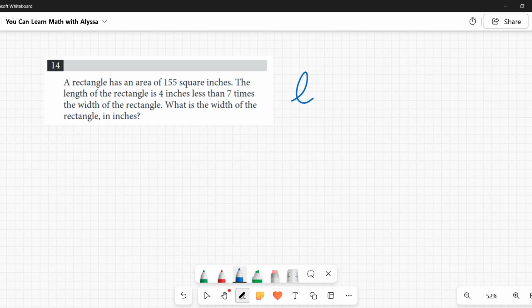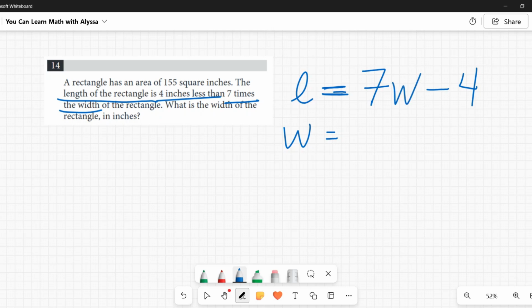Okay, so I'm going to write length and width. And what are they equal to? The length of the rectangle is our cue to put the equals. The length is equal to, the length is 4 inches less than something. So 4 is being subtracted from it. It's 4 inches less than 7 times the width of the rectangle. 7 times the width. And the width is just the width.